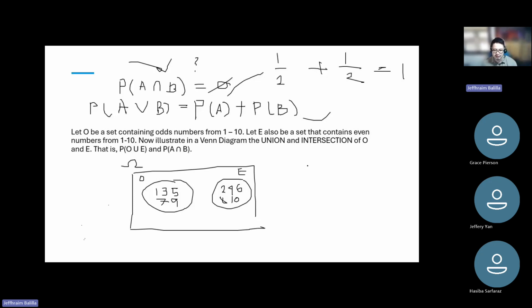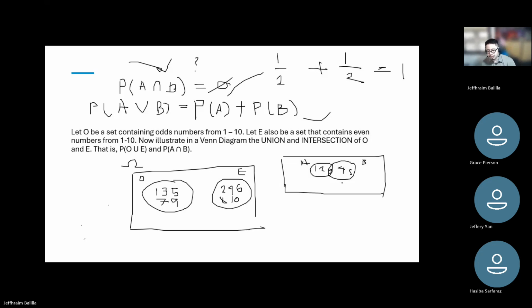Now, if we're not looking specifically at odds and evens, but something that looks like this, maybe some value 3 that exists both in event space A and event space B, then we say that the intersection would be that 3. In terms of naive probability, that would be 1 out of 5. The probability of A and B, which is 3, is equal to 1 out of 5. Probability of obtaining 3, referring to A and B, referring to their intersection, would be 1 out of 5.